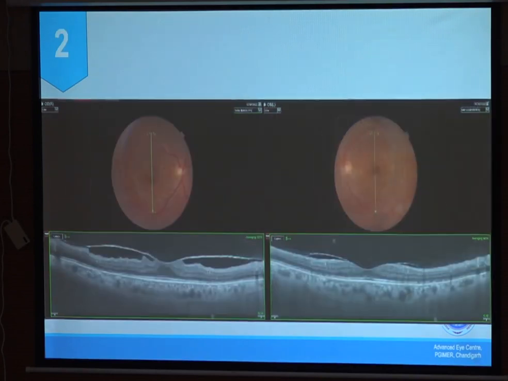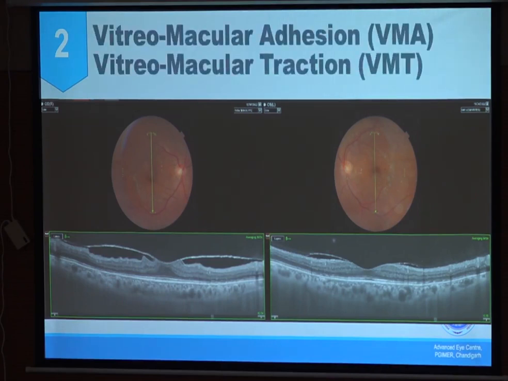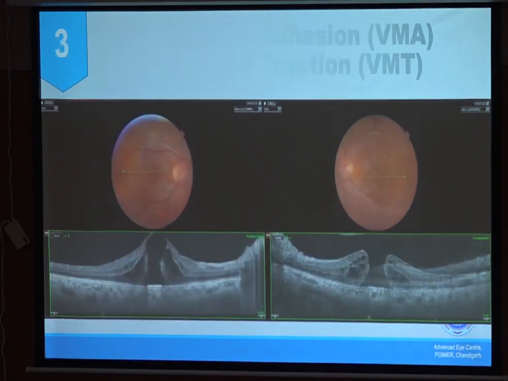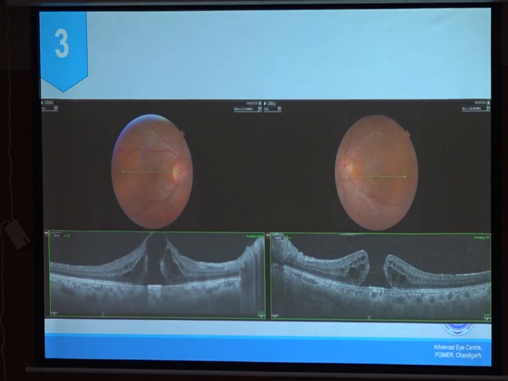And the next pathology, as you can see, again concentrating on the dip, you see a very nice dip here, but you see this vitreous that is firmly adherent to the dip. So this is something we call vitreomacular adhesion, and here that adhesion has kind of pulled the retina a bit and distorted its contour, so that's vitreomacular traction. And when this progresses further, this is what we get, that is a macular hole.